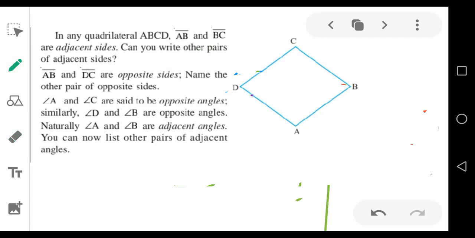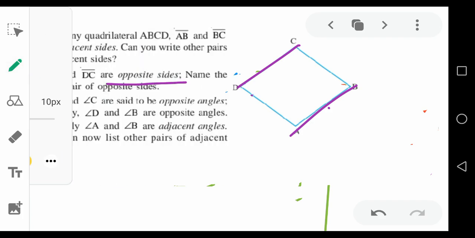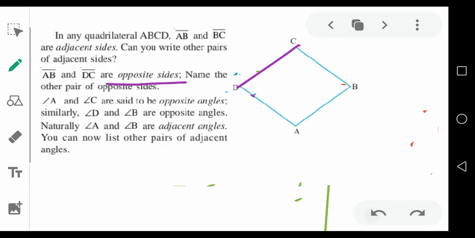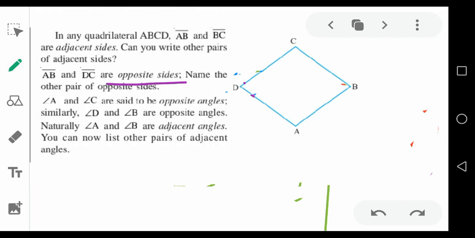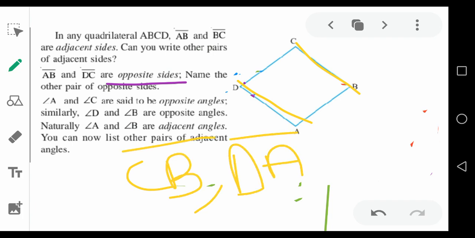Okay, now coming to the opposite sides. Opposite sides means they don't have any points in common. So CD and AB, they don't have anything in common, right? Okay, so they are the opposite sides. Then which is the next set of opposite sides? You can see these two are the next set of opposites, that is CB and DA. They are the next pair of opposite sides.